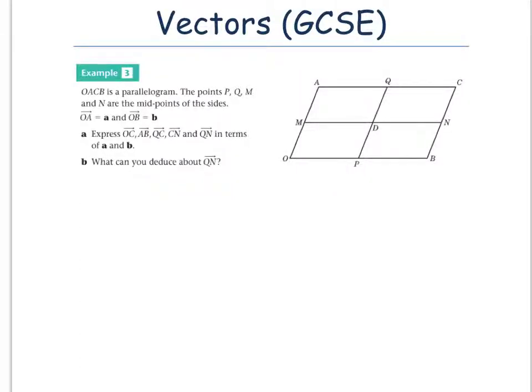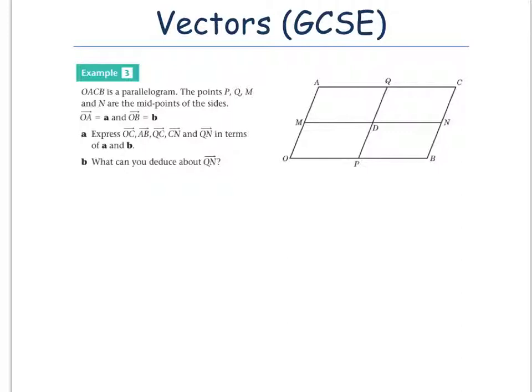Okay, the final chapter we look at in Mechanics 1 is vectors. Now, vectors to start off with, we're just going to recap what we learned at GCSE. And this is a typical GCSE style question to do with vectors. So, it says OACB is a parallelogram. The points P, Q, M and N are the midpoints of the sides. It says OA is equal to the vector A and OB is equal to the vector B.